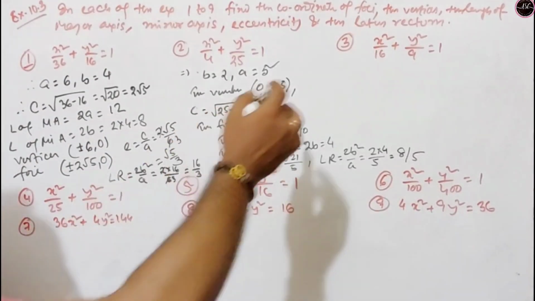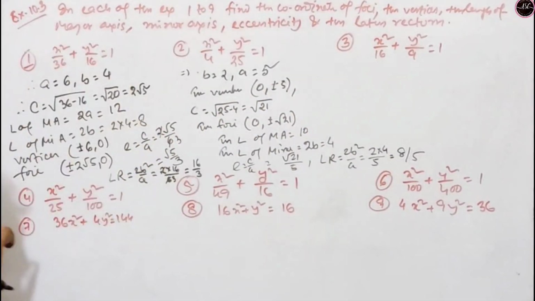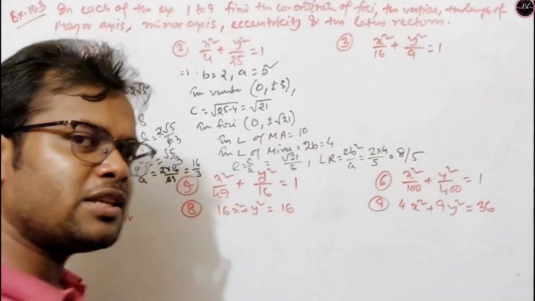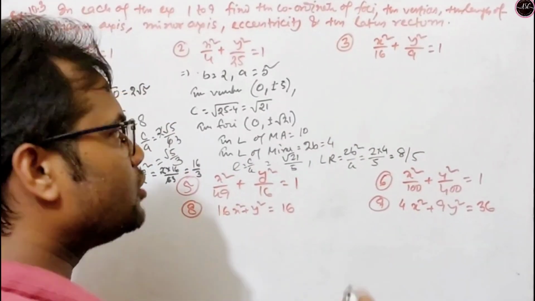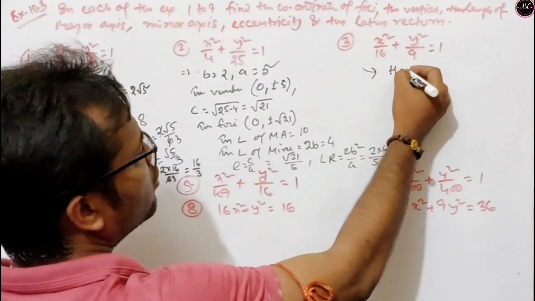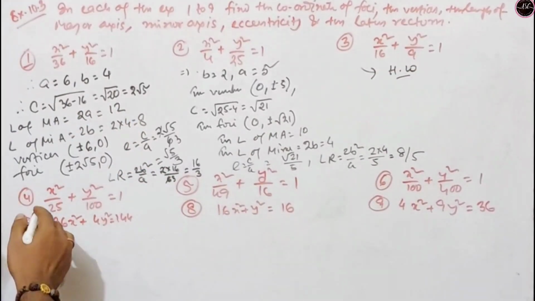Now question number 3 is a similar type of question as question number 1. Here the coefficient of x square has larger denominator, so this is the same type of one. This is your homework. Okay, now question number 4.